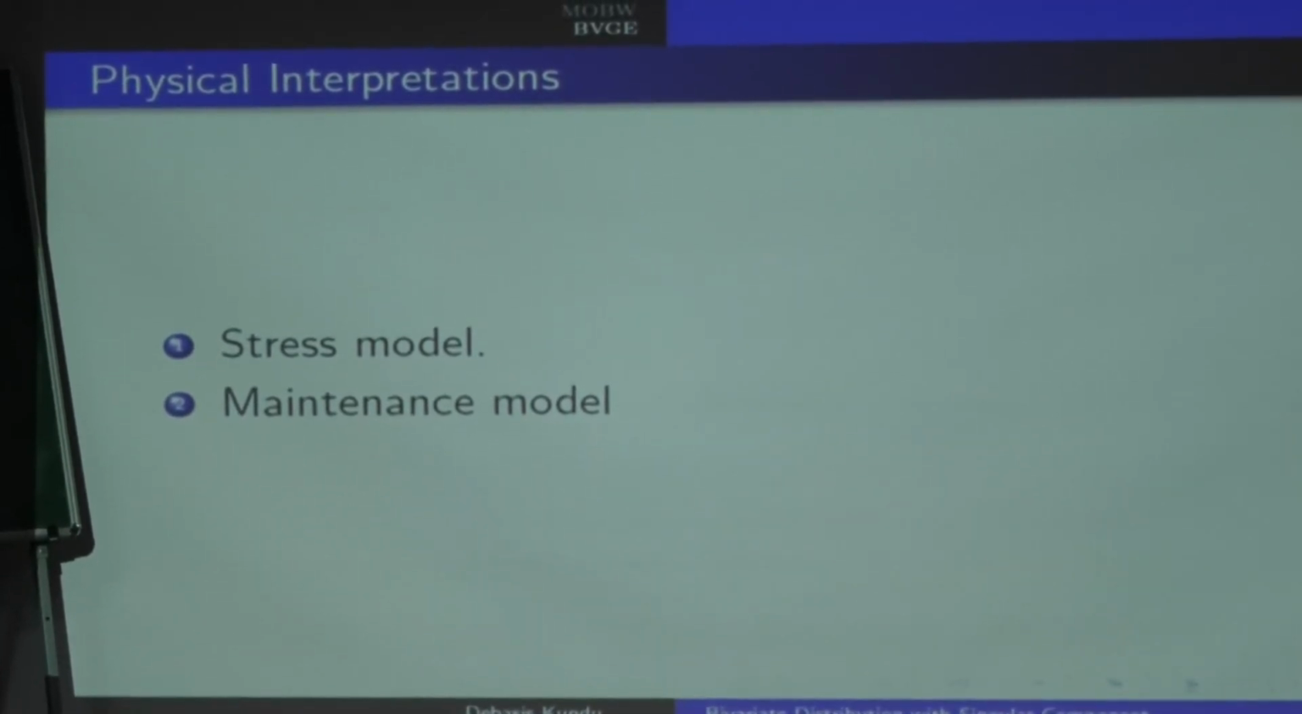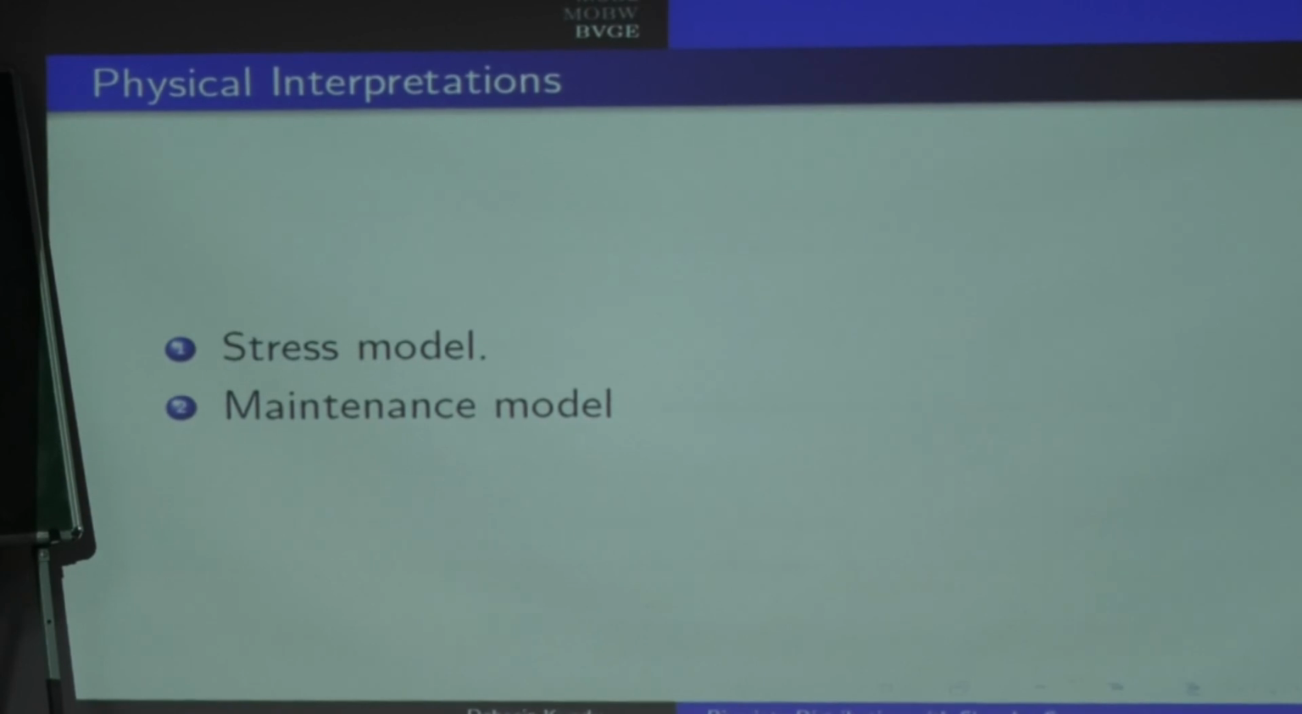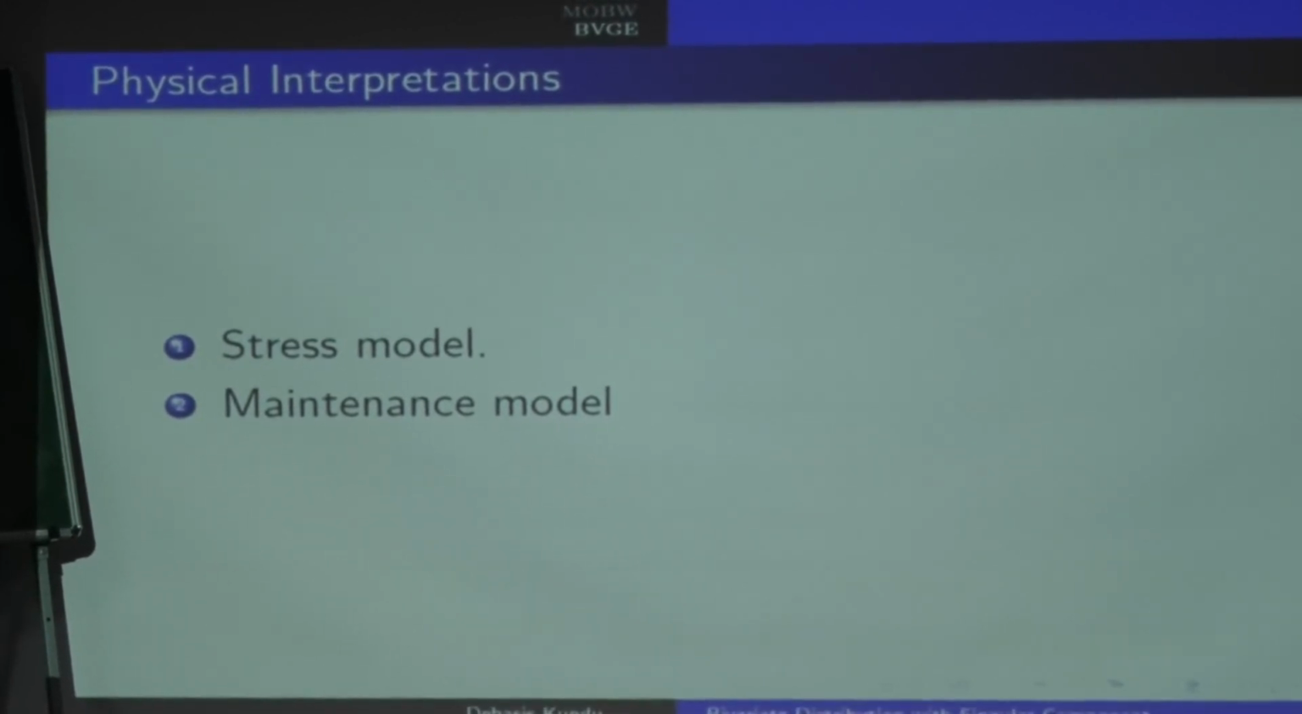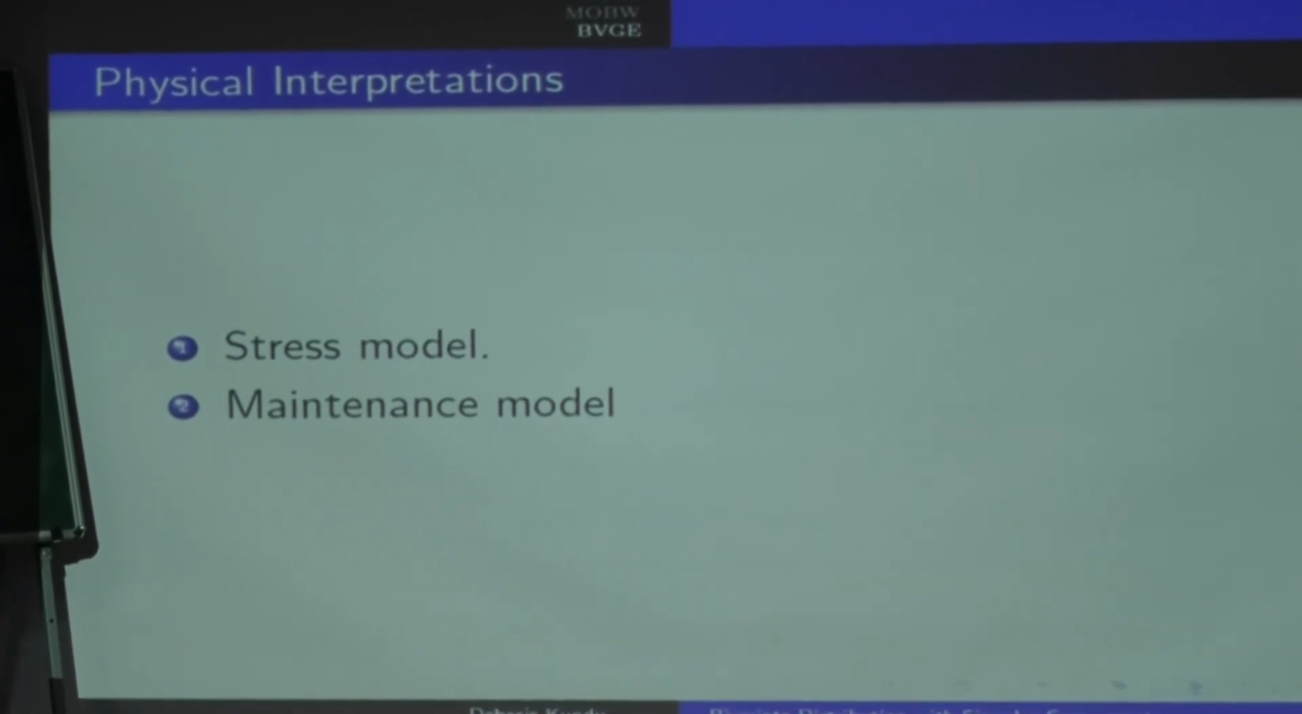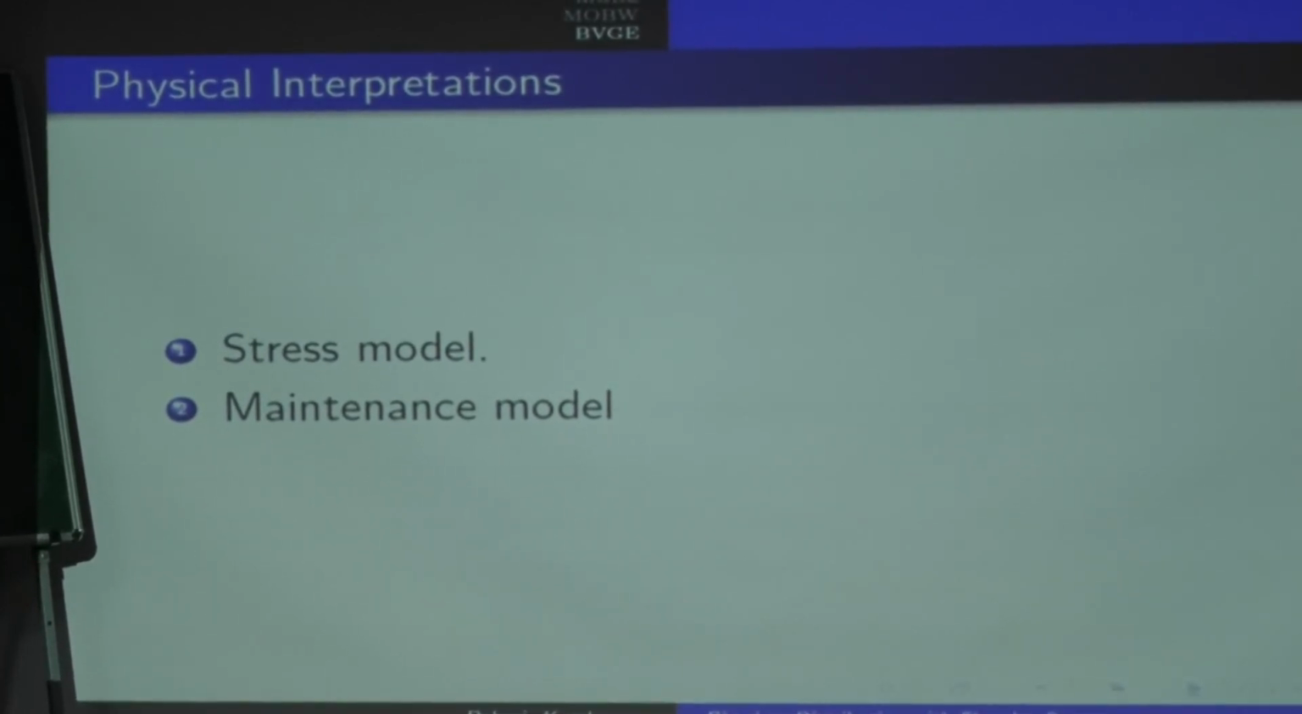I'm not going into this one. It can be put in a mathematical form, which says this is a stress model, which basically means that whichever has the maximum stress is going to affect.